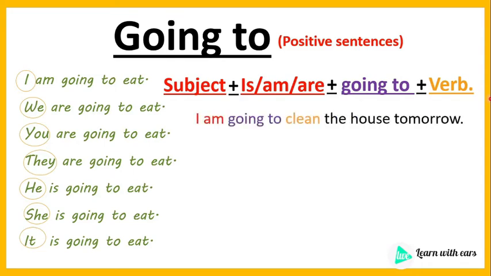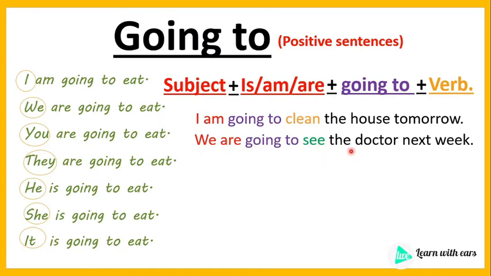So here we have a sentence. I am going to clean the house tomorrow. Here we are using I, which is the subject, then am. With I we use am. I am, after that going to. I am going to, verb, clean. Then additional information: I am going to clean the house tomorrow. Now let's see the next sentence.